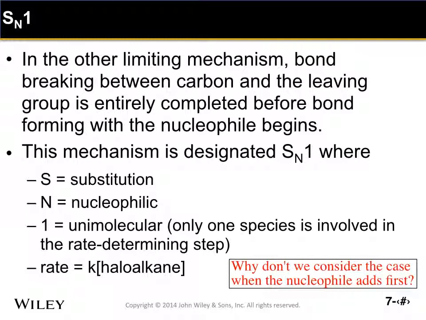But between now and then, think about why we don't consider the case where the nucleophile adds first and then the electrophile leaves, because we've essentially looked at the other two extremes where the nucleophile and electrophile are both forming and breaking bonds at the same time. We've considered the case where the halogen leaves first. We haven't considered the case where the nucleophile comes in first. Give that some thought.